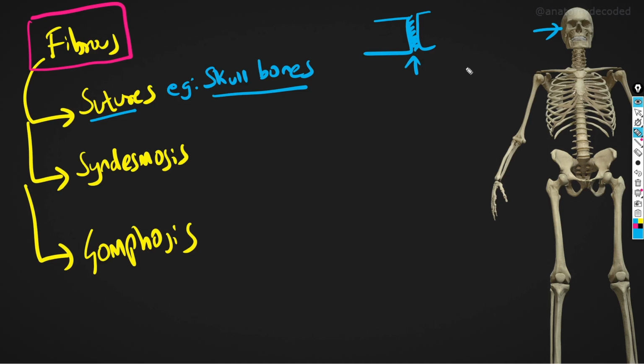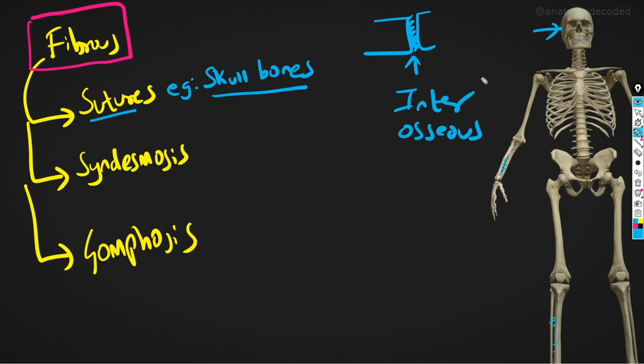Syndesmosis. Syndesmosis is a broad sheet of fibrous tissue which is present between radius and ulna, between tibia and fibula. Tibia and fibula, radius and ulna, they are connected by a fibrous membrane.